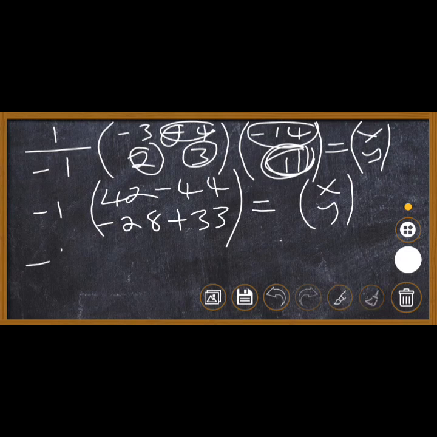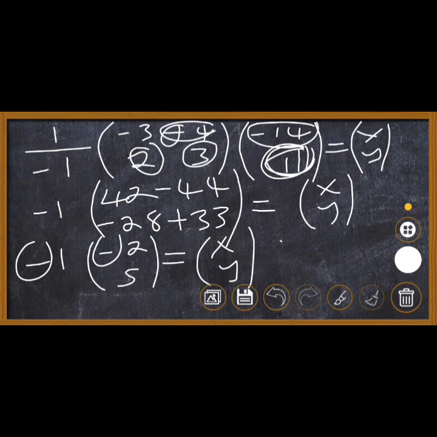We have negative 1. So what is 42 subtract 44? We have negative 2, right? And then negative 28, we add 33, it's what? It's positive 5. So it's 5 here, and then equal to X, Y. So what is this multiplied by that? Of course, it's positive 2. And then negative 1 multiplied by positive 5, we're going to have negative 5. So this is going to be X, Y.